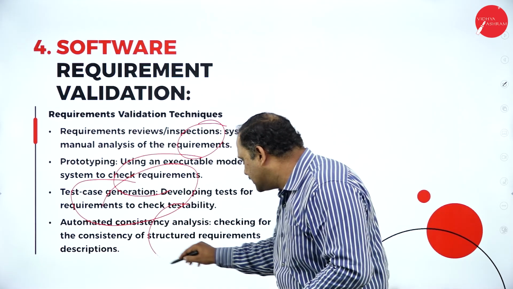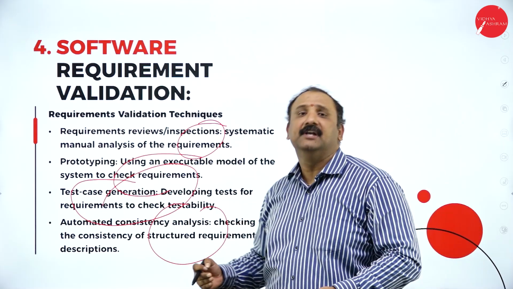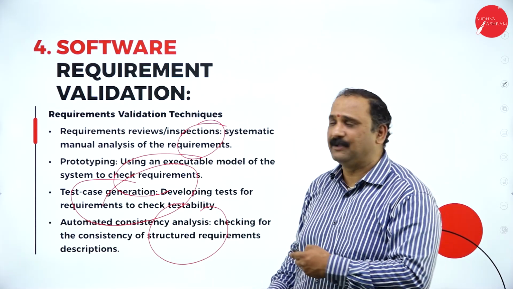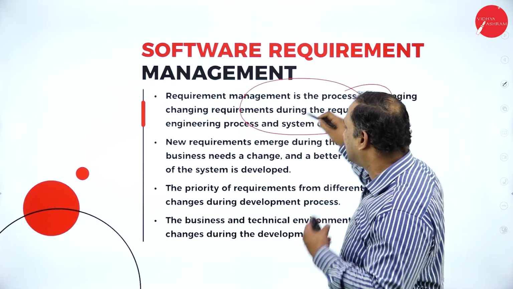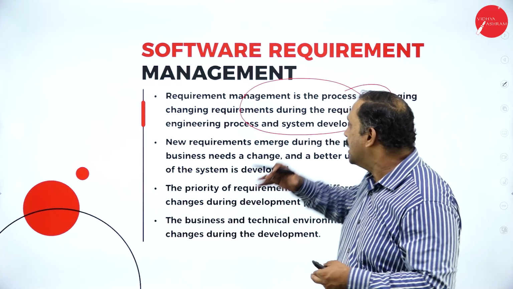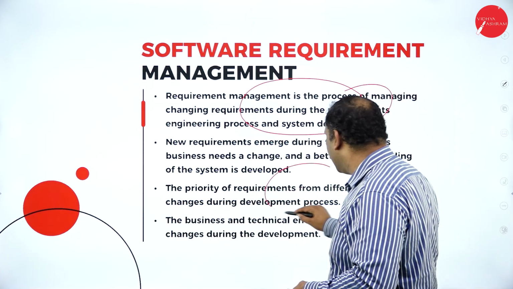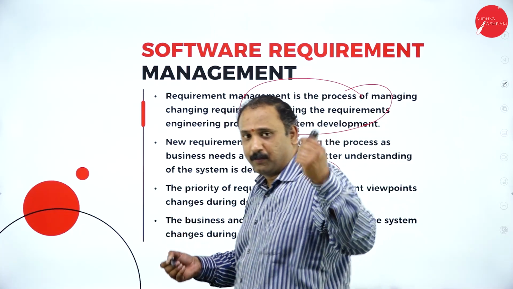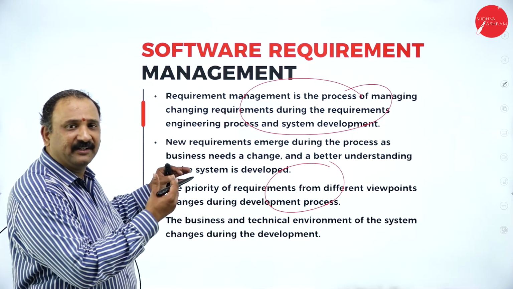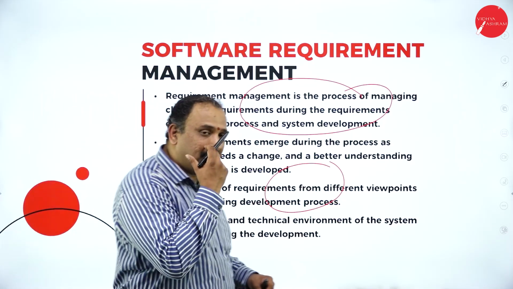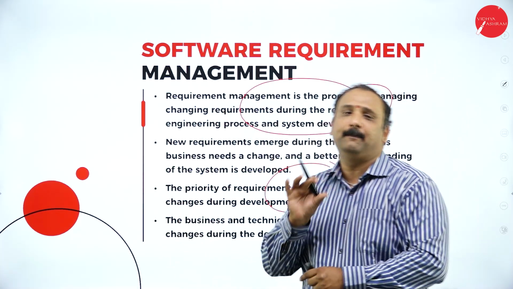So automated consistency analysis, checking for the consistency of the structure, whether it's falling on to the same level and same level of activities. Followed by which the requirement management is also important because it tries to talk about the engineering process, how it is being done, what are all the new developments, the priority that is different from different standpoints, because somebody might have a different set of requirements, somebody will have a better understanding in some other set. So it is very important for all of us to understand the priorities of the project.